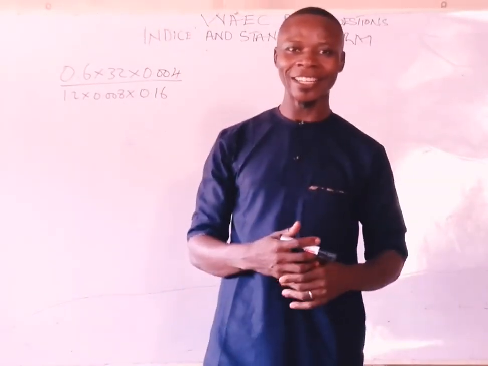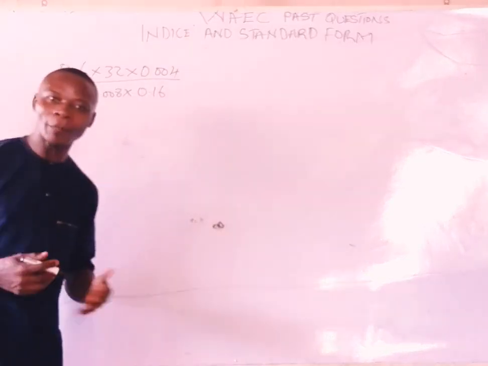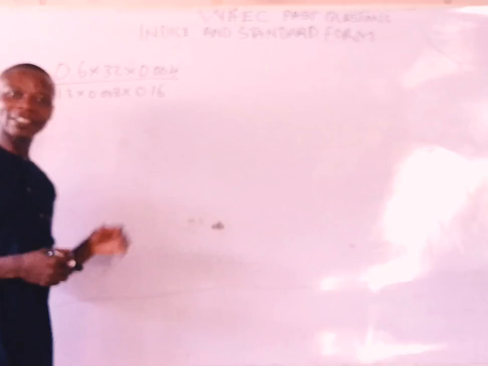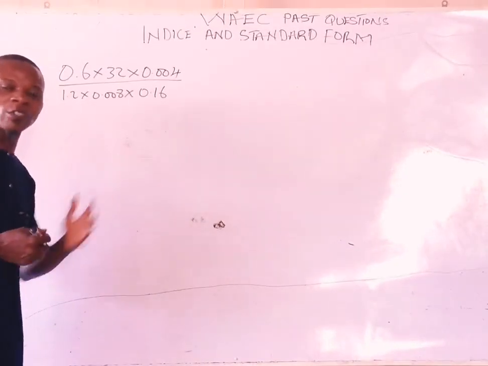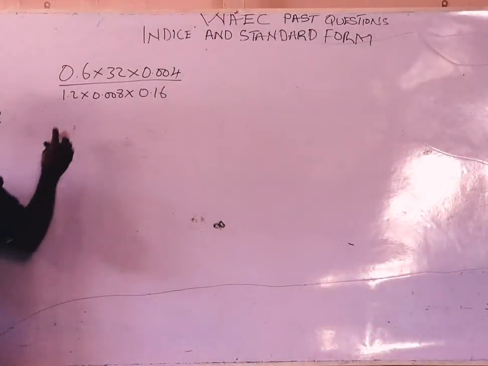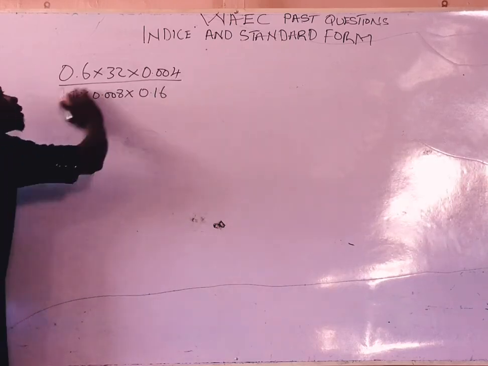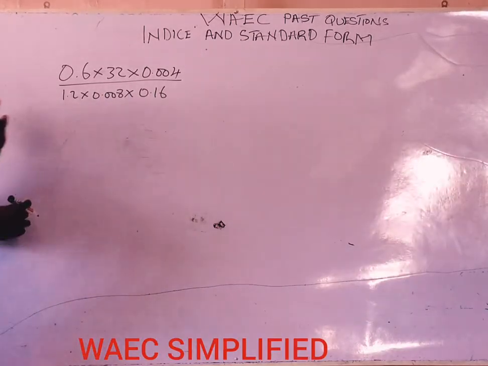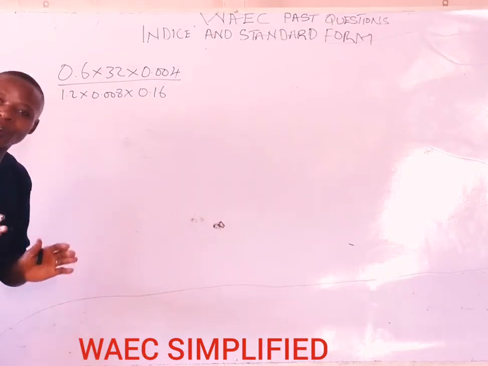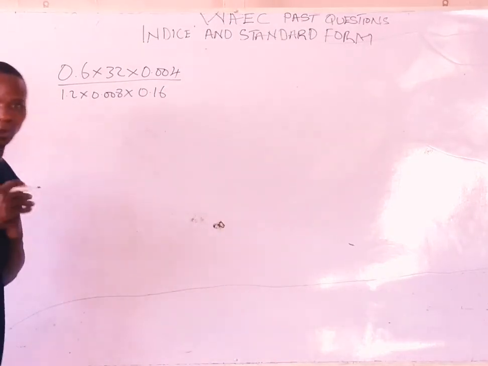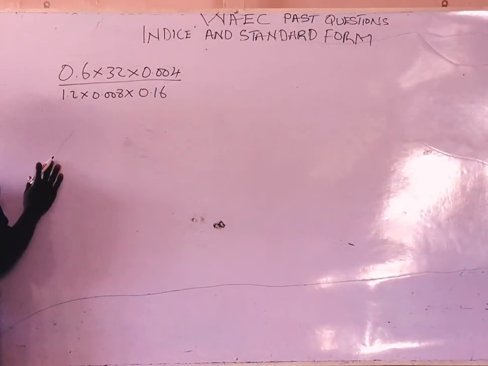This class again. We have another question from WAEC past questions, and these are some questions from the objectives section. Let's solve this one. Remember it's indices and standard form, so we have to express this one in standard form. The question is: evaluate this, leaving your answer in standard form without using calculator or mathematical table. So let's solve this one without using calculator.